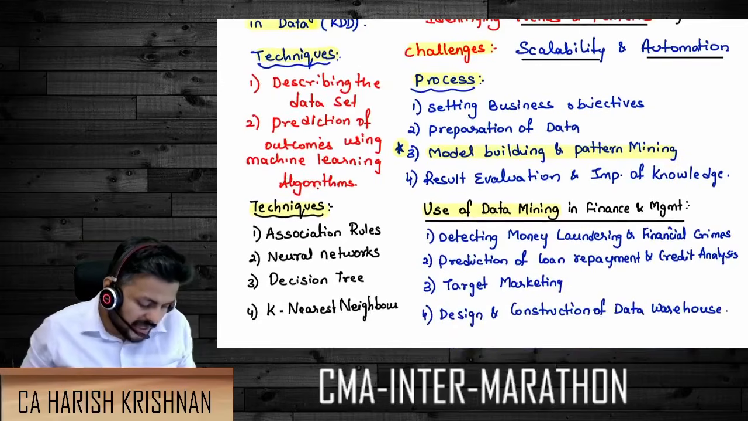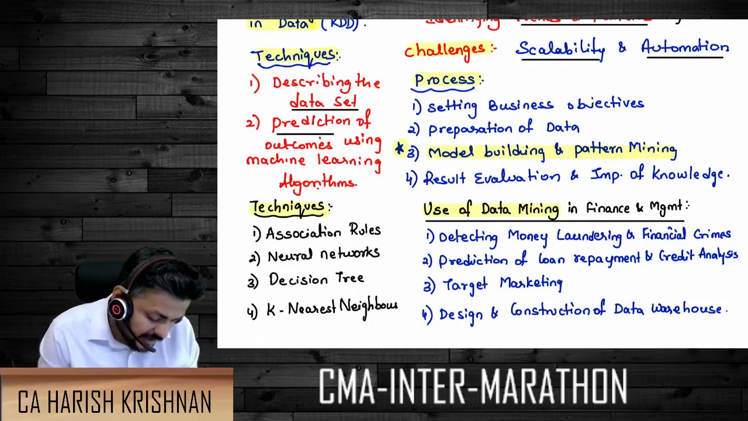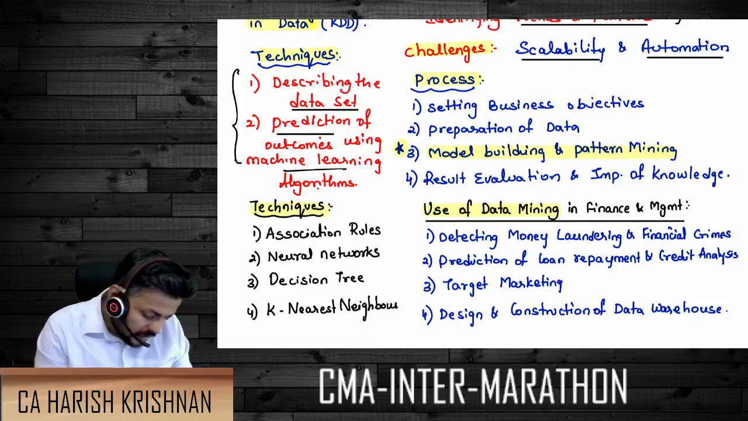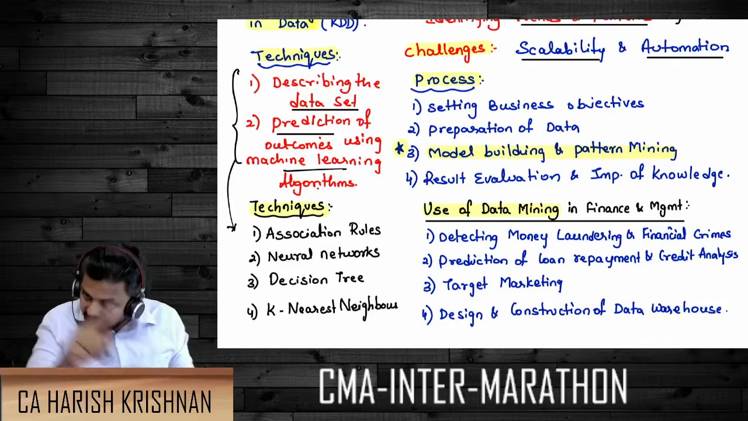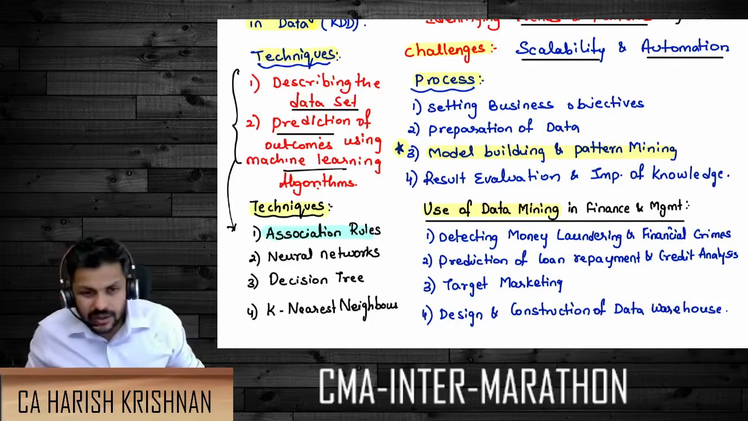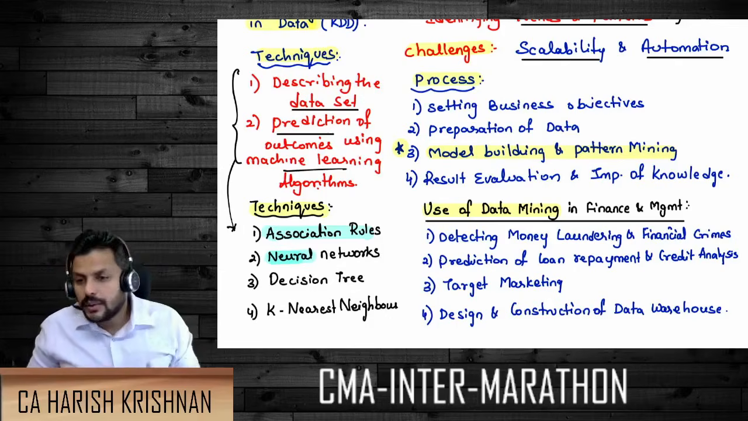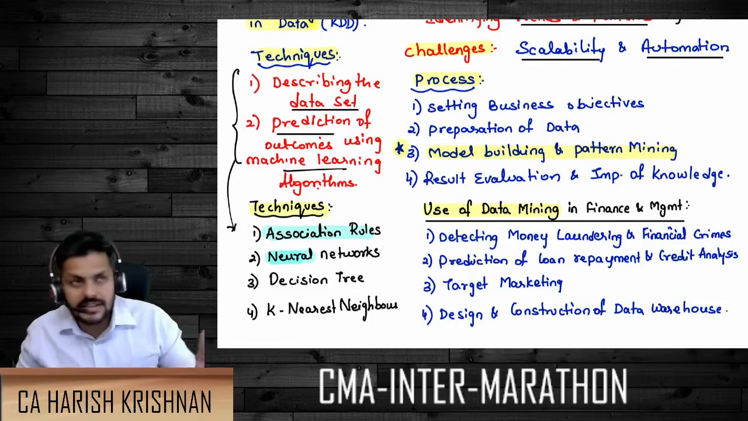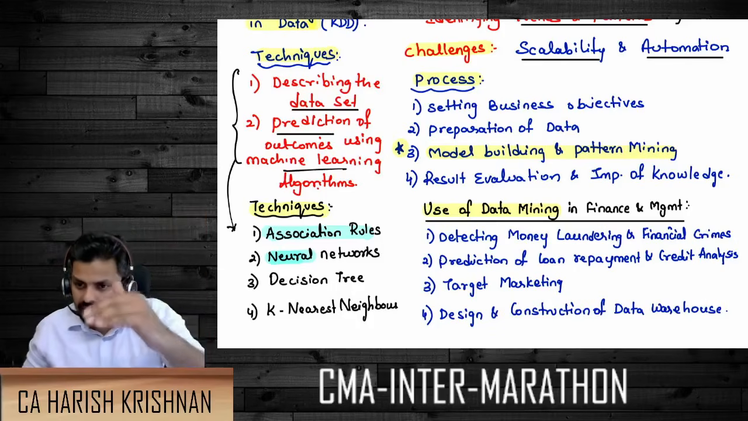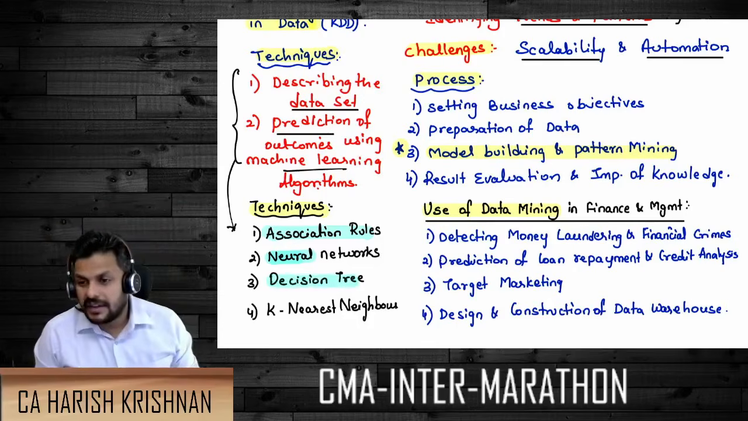The techniques of doing data mining would be to describe what data you want by describing the data set, and prediction of various outcomes using machine learning algorithms. And to do these two steps by knowing what it is, you can use these four techniques of finding association between one to the other through association rules. You can use AI or artificial intelligence tools to find out through neural networks how one is linked to the other. Or then you can go through an old school technique which is called decision tree, where the root starts at a particular point, and then if yes, no, yes, no, yes, no, it goes like a tree structure. And then KNN, which is the K nearest neighbor.